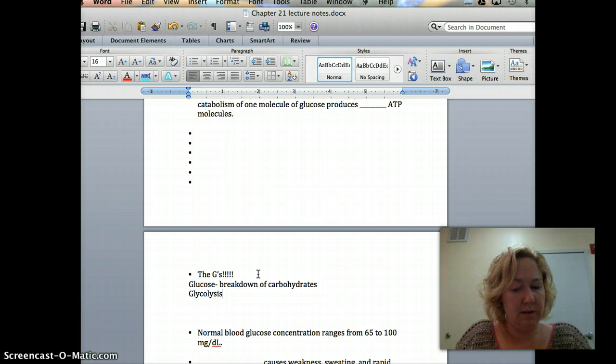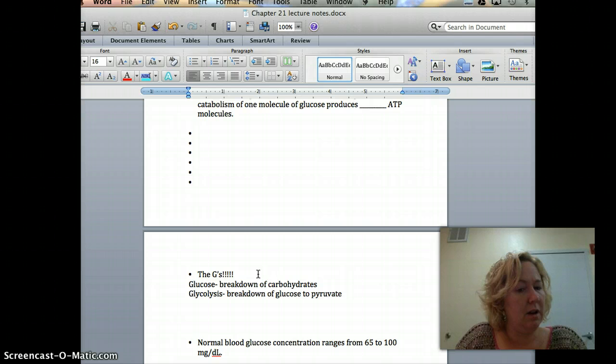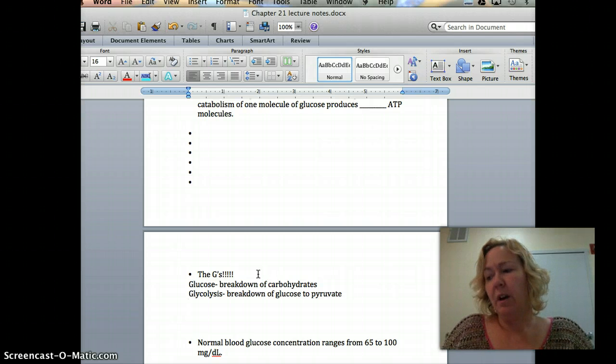Glycolysis, right? This is the breakdown of glucose, ultimately, well, ratios of glucose to pyruvate. Let's say that. Okay, so those are the easy ones. We already know this, right? Okay, let's talk about some more super fun G words because it gets messy. And I'm not even joking you with the messy.